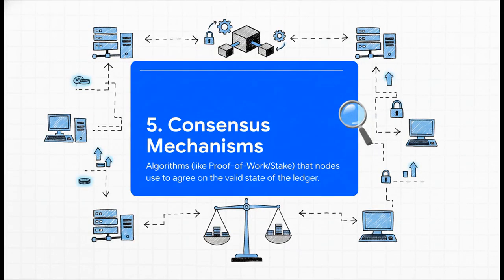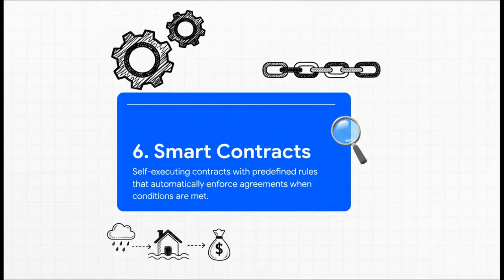So that brings us right to consensus mechanisms. I mean, how do you get thousands of computers that have never met to all agree on something? Well, you use an algorithm like proof of work or proof of stake. These are the rules of the game that ensure every single computer on the network keeps an identical, valid copy of the ledger.